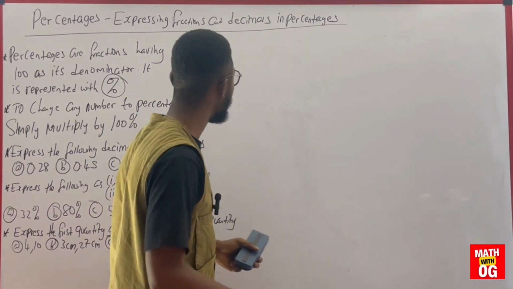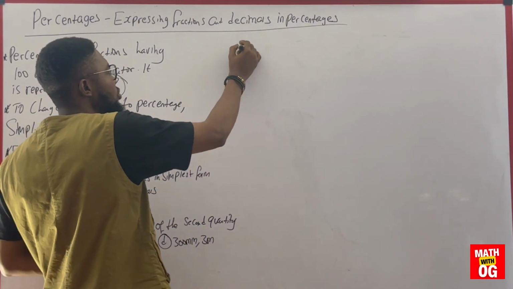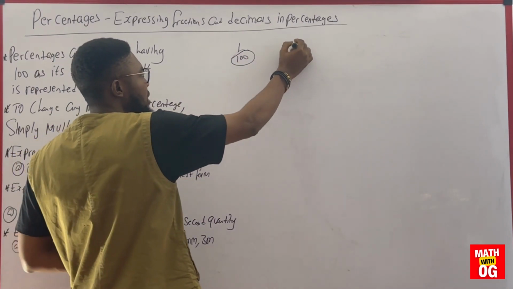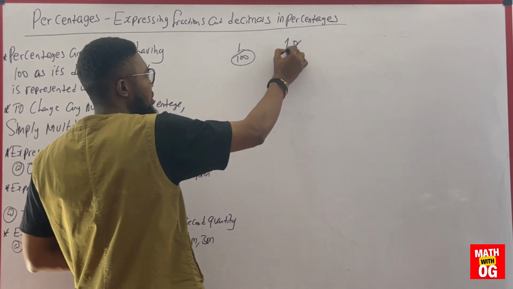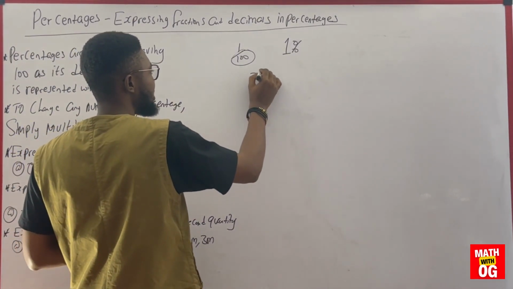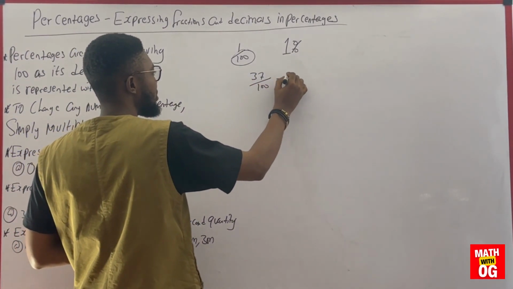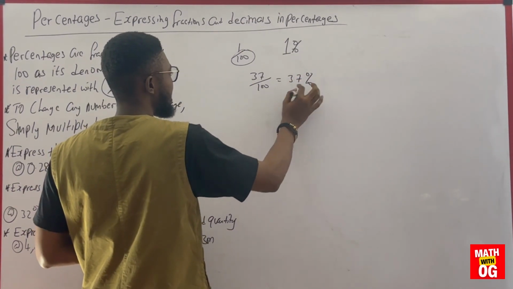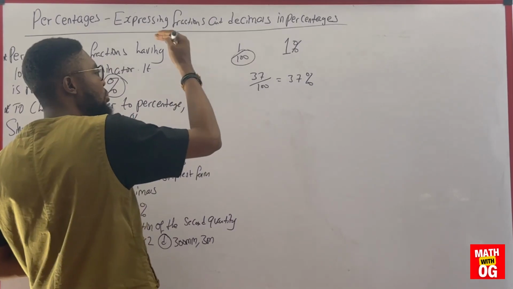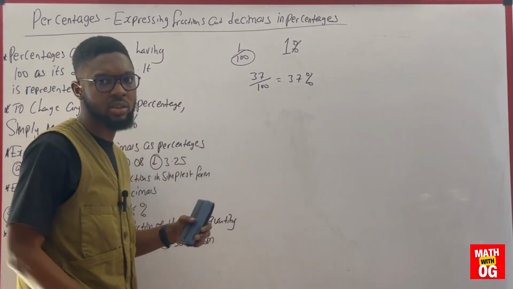So what do we mean by that? You have a fraction like this, 1 over 100. This 100 in the denominator is simply going to take this sign. So this is the same thing as 1%. You have something like this, 37 over 100. This is equal to 37%. So whenever the denominator is 100, you simply take the numerator and put your percentage sign.